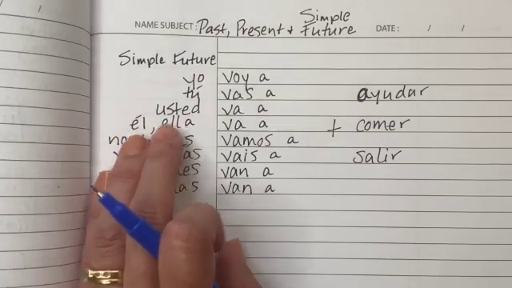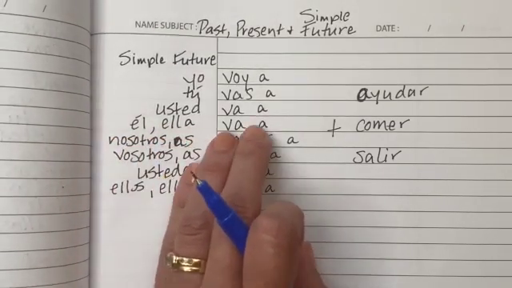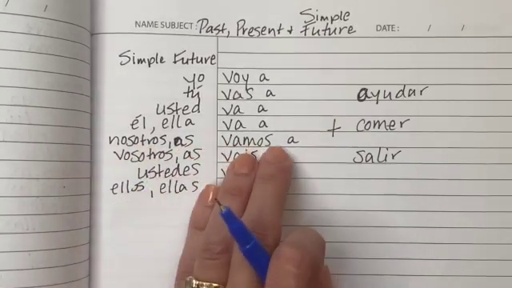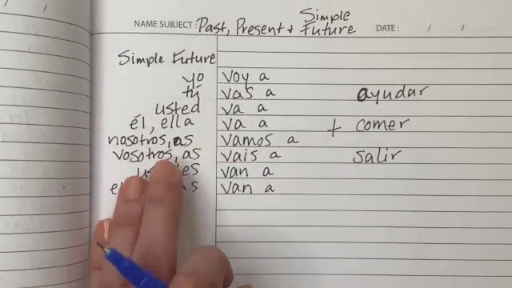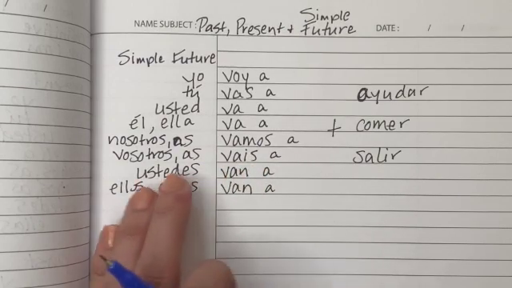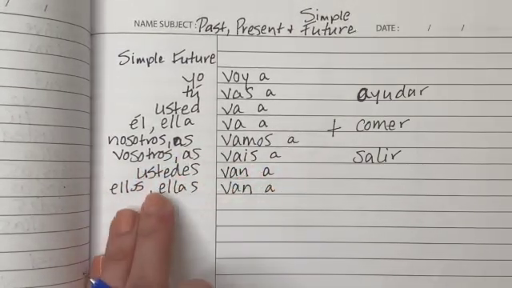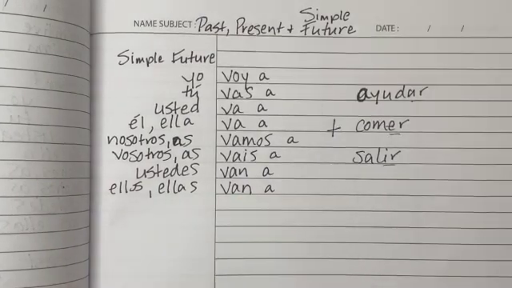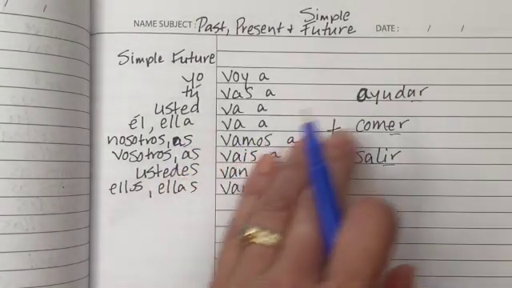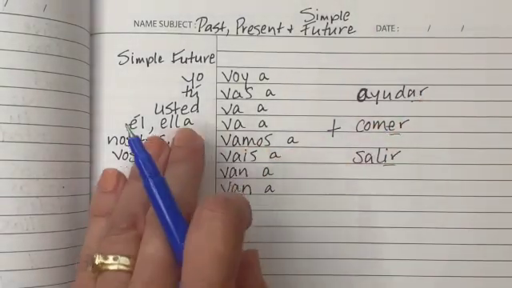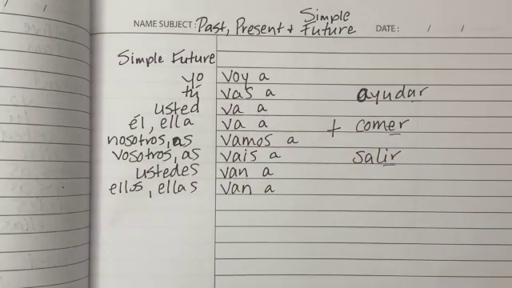For he or she is going to, él or ella va a. For we are going to, nosotros, nosotras vamos a. You guys in the vosotros form, vais a, or in the ustedes form, van a. And they are going to, ellos or ellas van a. So like we are going to eat, vamos a comer. They are going to go out, van a salir. She is going to help, ella va a ayudar.